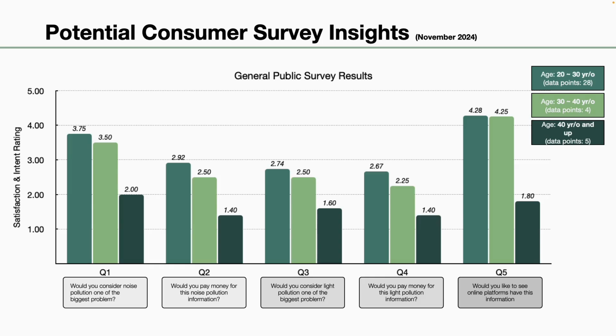And interestingly, for people 40 and up, they don't really care about it. So that's not our demographic. What we care about is the 20 to 40 years old. And what they say is they do think it's a problem, but they would not really want to pay for this kind of solution. Same goes for the light problem. They think light pollution is a problem, but they won't pay for it. And they would basically 100% like to see this kind of information on platforms' websites, which they do not have right now.